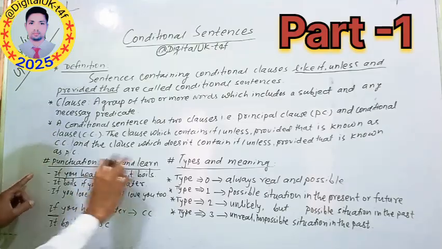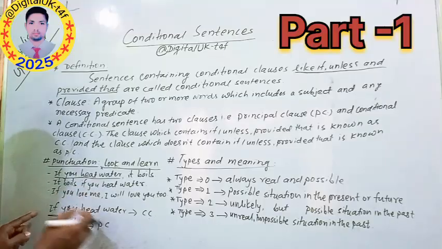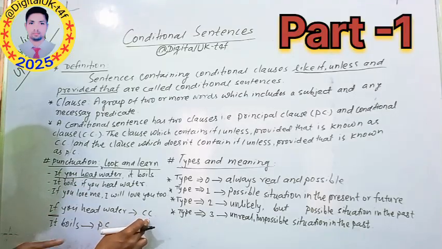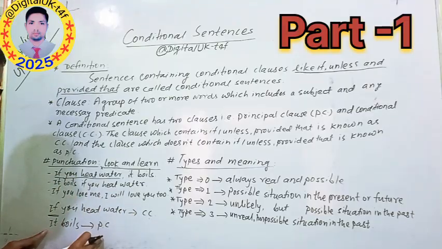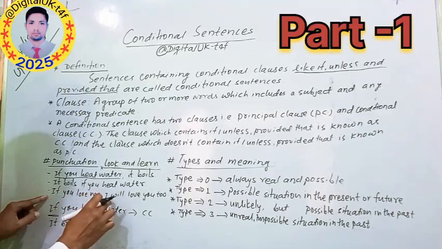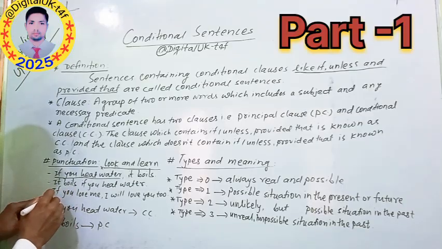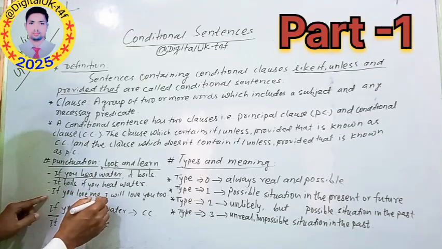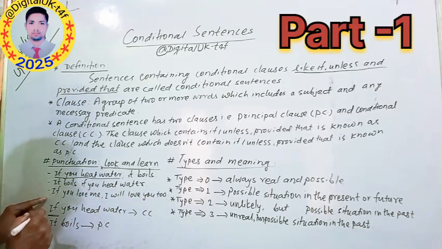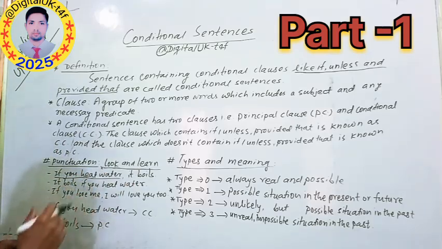So in punctuation we should understand that whenever we write CC at first, before writing PC, we should use a comma. If we write PC at first, we should not use any comma. Here is another sentence: if you love me, I will love you too. Here also the conditional clause CC is written at first, so a comma is used before writing PC. So this is related to punctuation that we understood here.